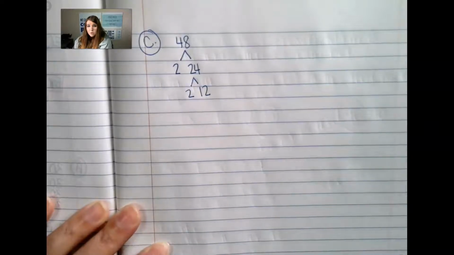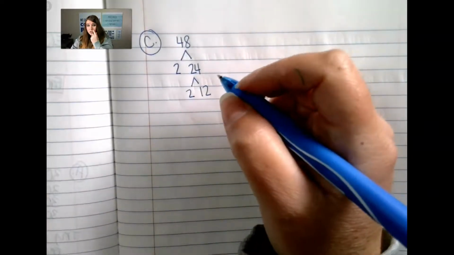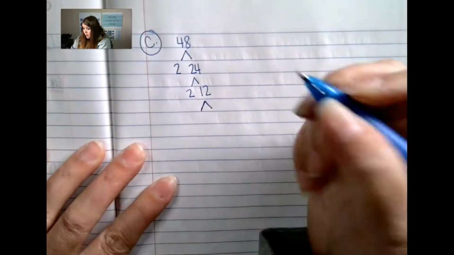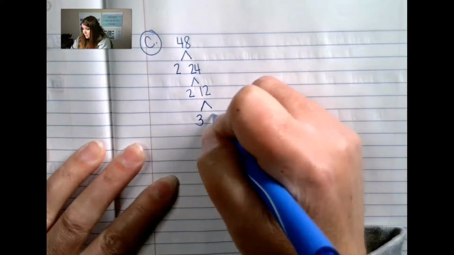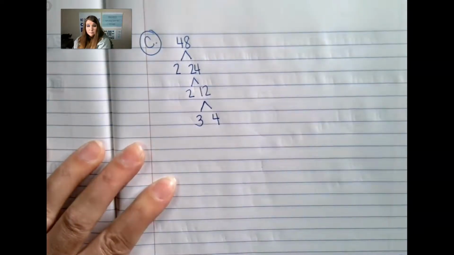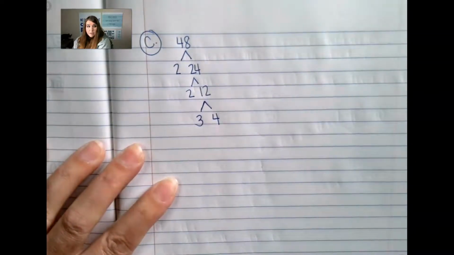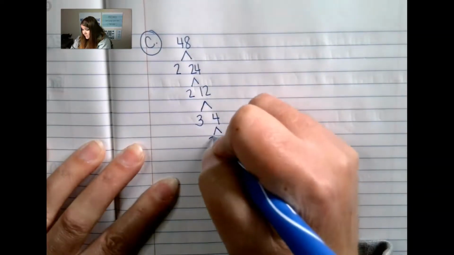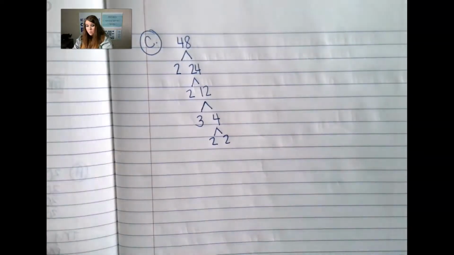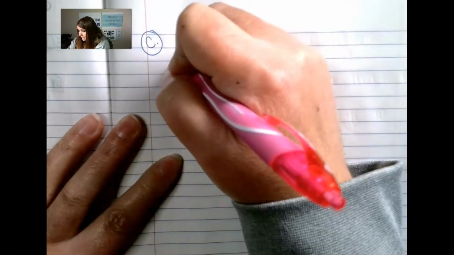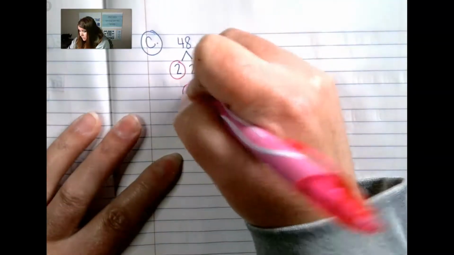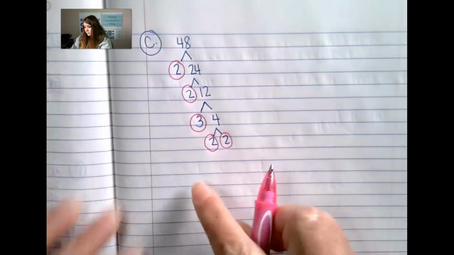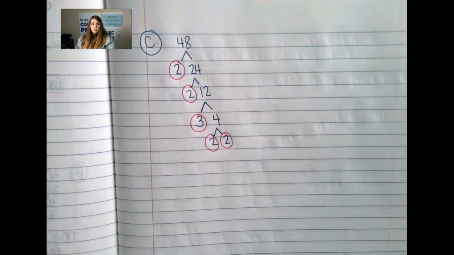But 24, not prime. I know that 2 and 12 make 24. I also know that in order to make 12, I could do 3 and 4. Another way to break this down now even further is 2 and 2 to make 4. So the number 48 is a composite number. These are all the primes that we can pull out of 48.